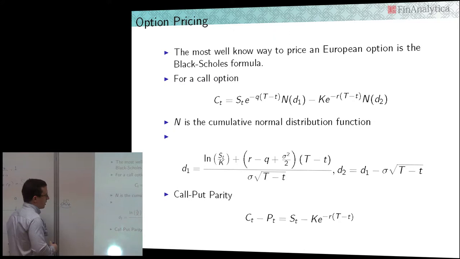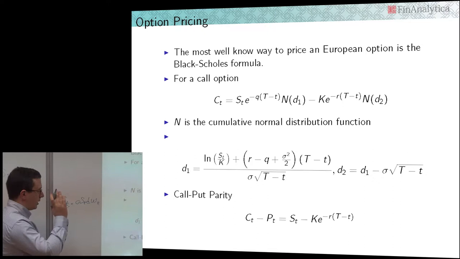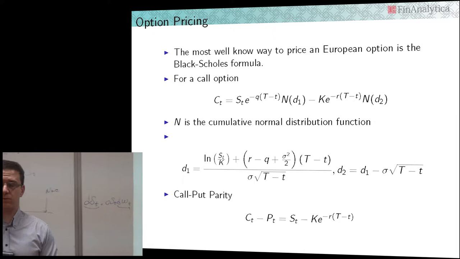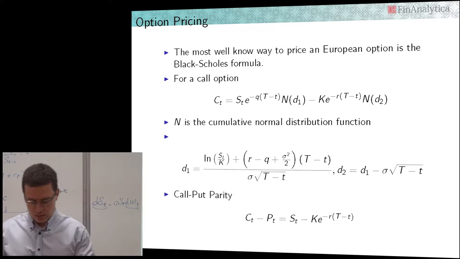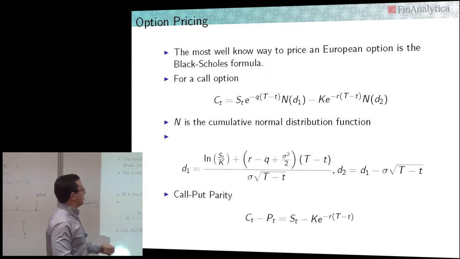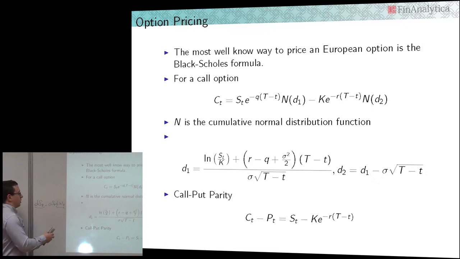I think this was sigma ST dWT. But this is a Gaussian process, and when you plug this into certain stochastic differential equations, the solution to those differential equations comes out to be this thing. So I don't really want to go in there too much.